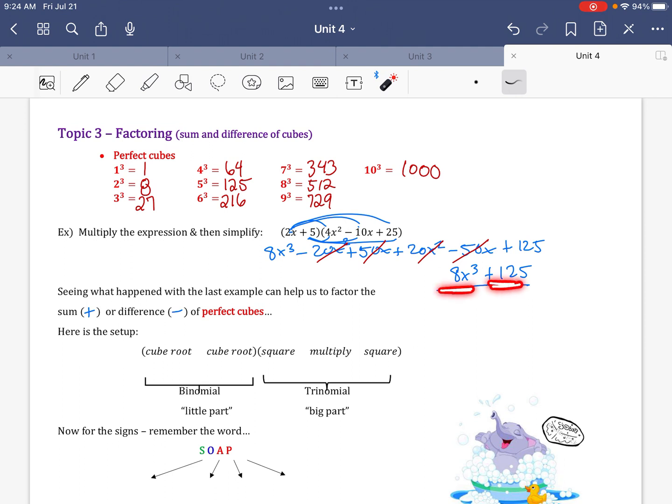So what you're going to do is take these pieces and do this, okay? You're going to look at this piece and think, what makes 8? 2 times 2 times 2. So you're going to put a 2x here.